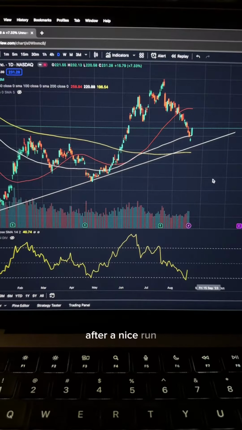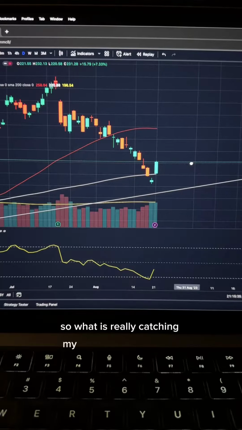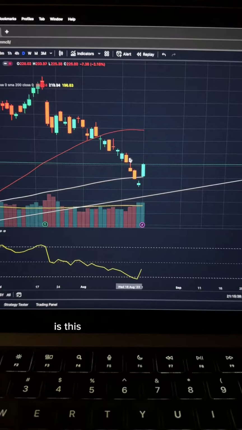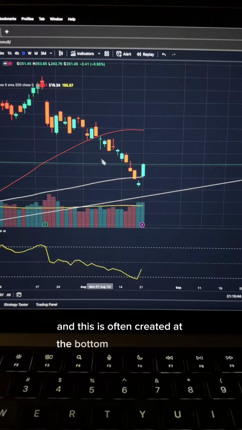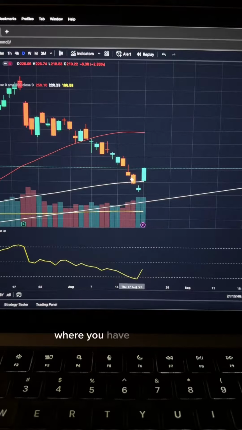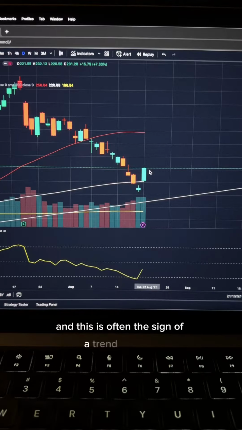after a nice run. So what is really catching my attention in this chart is this morning star reversal pattern that we just printed. And this is often created at the bottom of a downtrend where you have a gap down, you'll print some type of doji followed by a gap up with a strong bullish candle. And this is often the sign of a trend reversal.